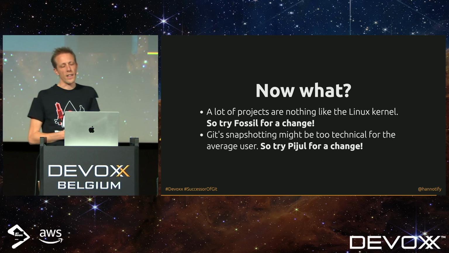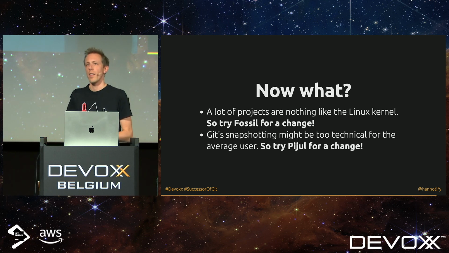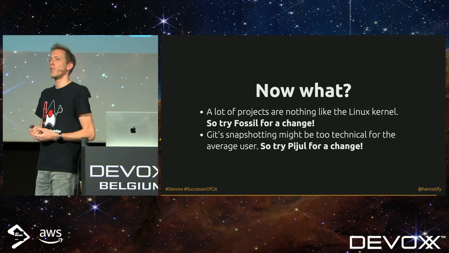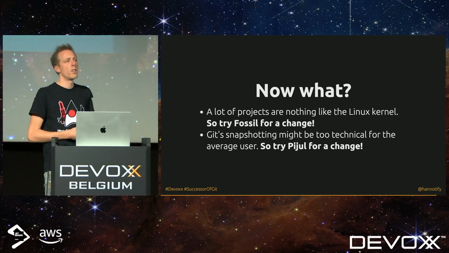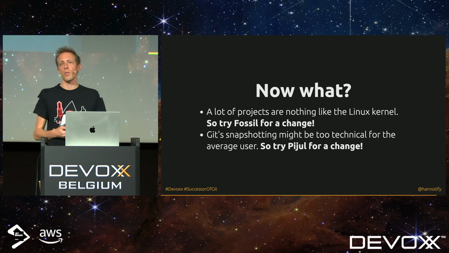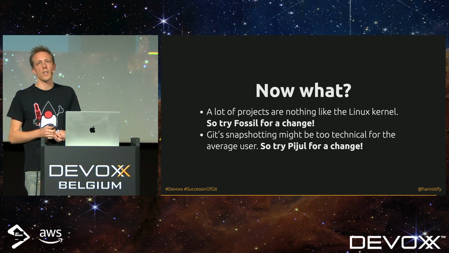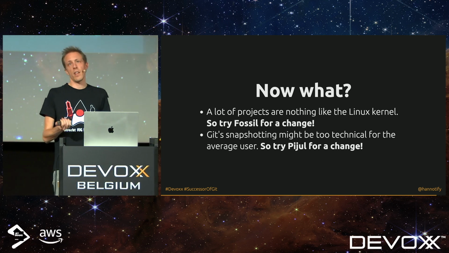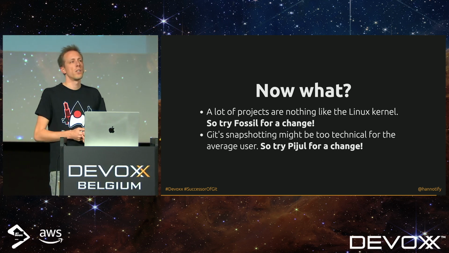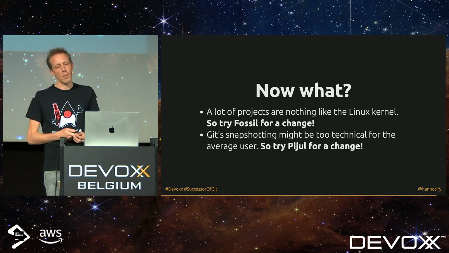And secondly, Git snapshotting and the situations that you can find yourself in after doing an operation that you didn't intend might be too technical for the average user. So why don't you try Pijul for a change? Maybe for a side project, work on it with a few people, see if you like it. And you can, like I said, use it because it is production ready and stable.